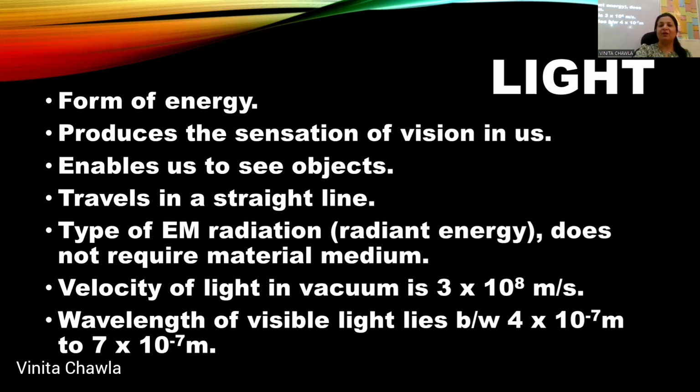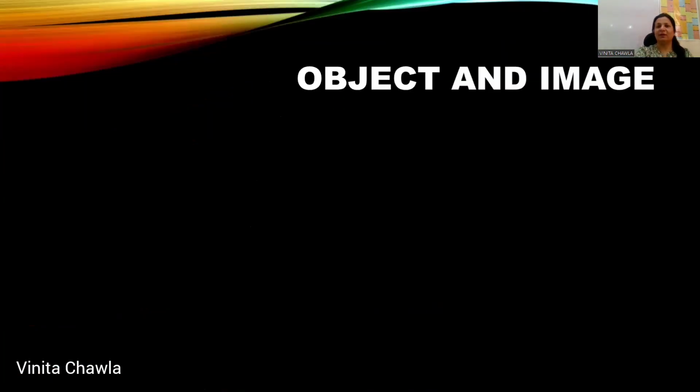Okay. And the wavelength of visible light. Wavelength means the length of the wave of visible light, which lies between 4,000 angstrom to 7,000 angstrom. Angstrom is another unit of length. As we have meter, centimeter, millimeter, kilometer, in the same way we have angstrom. It is a smaller unit of measuring length, and 1 angstrom is 10 to the power minus 10 meters. Okay, we'll be studying about this later. So object and image. What is the difference between an object and an image?